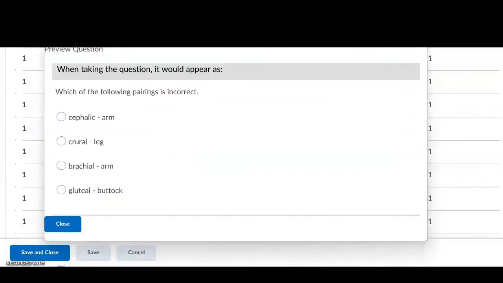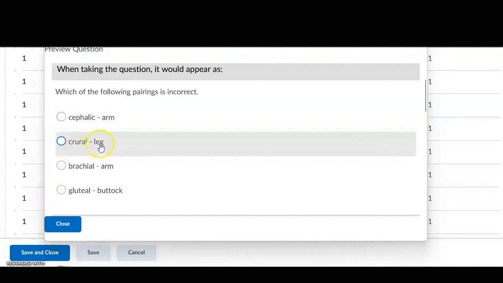So next question, which one of the following pairings is incorrect? So let's wait 5 seconds. Hopefully you got your answer. We have cephalic and arm. Cephalic is head, not arms, and obviously this is incorrect.